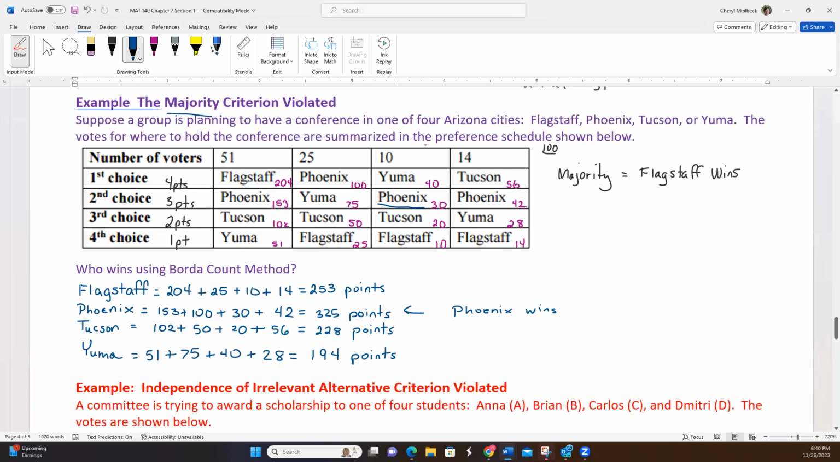But thus we violated the majority criterion because the majority was won by Flagstaff just by having the most first place votes.